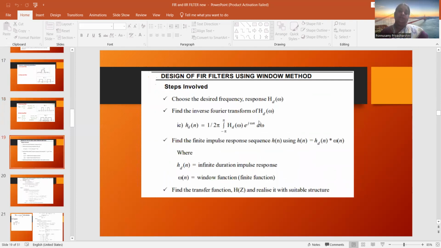Now the design of FIR filters using the window method. What are the steps to be followed? We have to select a desired frequency response and take the inverse Fourier transform of it. The formula is h_d(n) equal to 1 by 2 pi, integral from minus pi to pi of H_d(omega) e power j omega n d omega. For the finite impulse response, h(n) is equal to h_d(n) into w(n), where h_d(n) is the desired impulse response and w(n) is the window function of finite duration. And then we have to realize it finally.